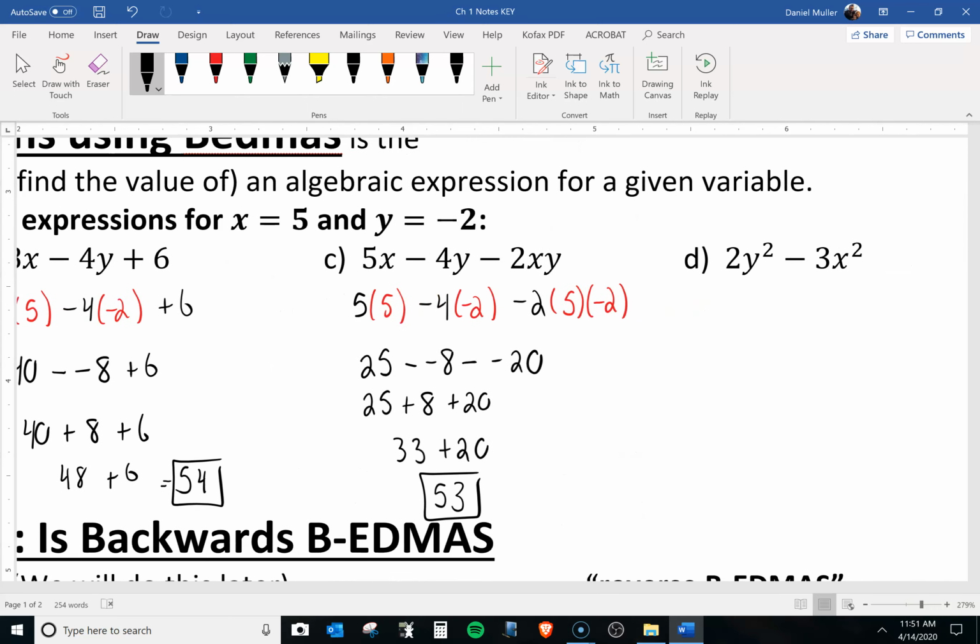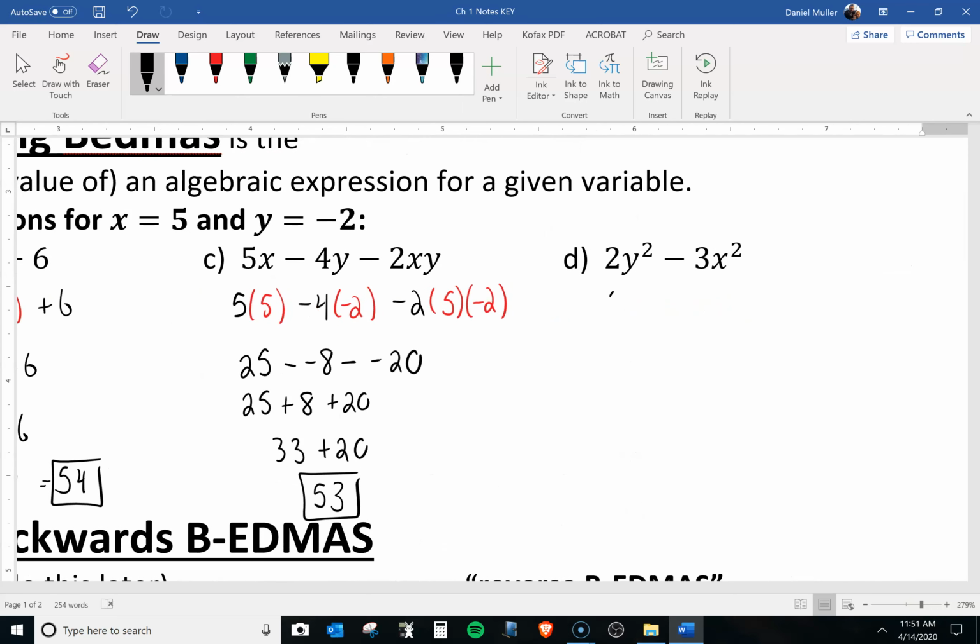So again, we're just following some BEDMAS here, but first we're plugging in whatever number they ask. So y is going to be 5, but we're going to have to square it. Oh no, 5 is x, so y is negative 2. Minus 3 times x. Now x is, just double check that now, 5. And it's squared. So I'm going to go y squared and x squared, and I got my 2 and my minus 3. So BEDMAS says do exponents first.